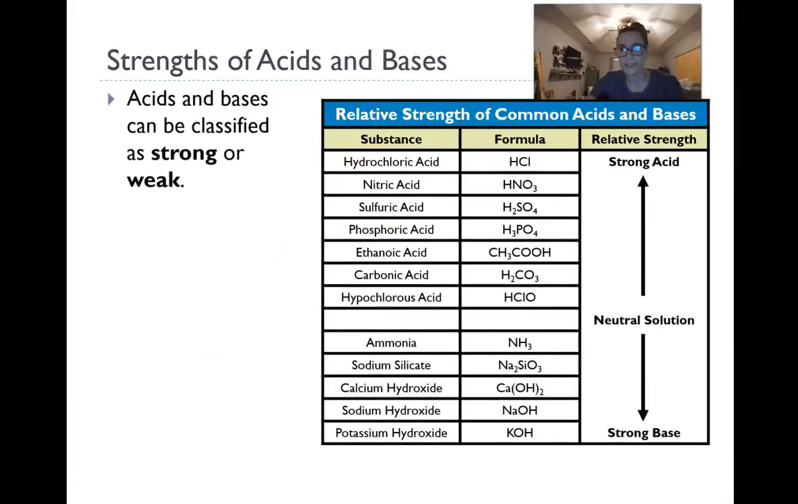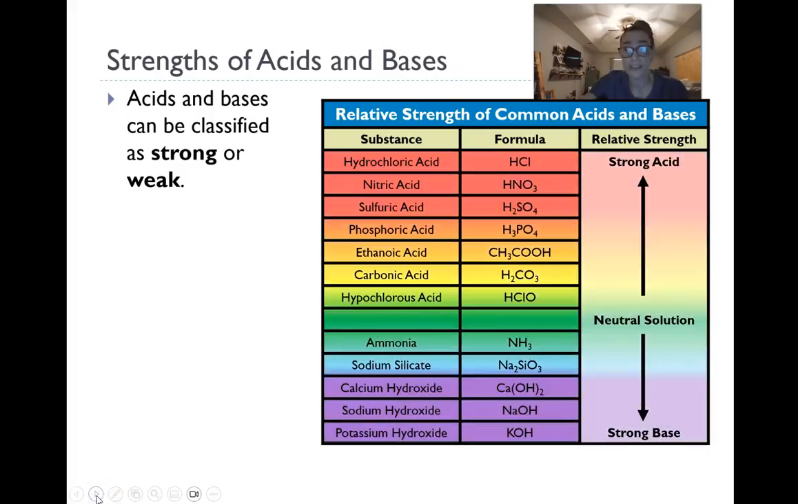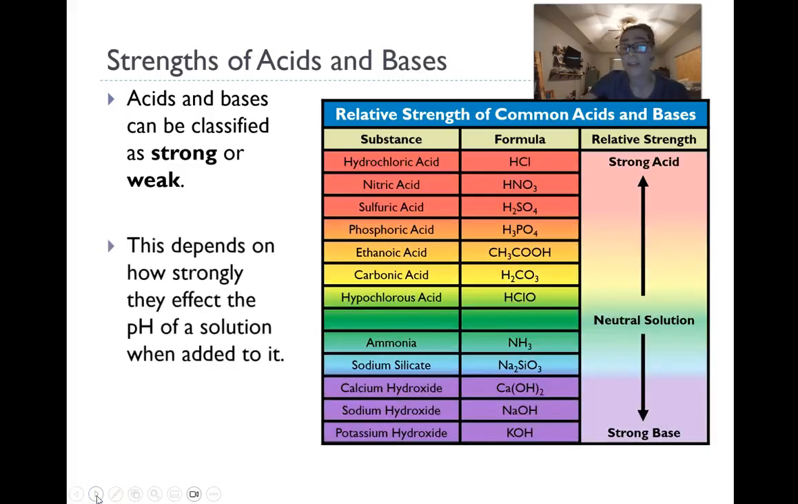So acids and bases can be classified as strong or weak depending on how well they dissociate into these hydrogen ions. So something that is a strong acid is going to dissociate more completely than something that is a weak acid. So it depends on how strongly they affect the pH of the solution. Remember, the more hydrogen ions in solution, the lower the pH, and the more easy it is to dissociate into these hydrogen ions, the lower the pH is going to be.